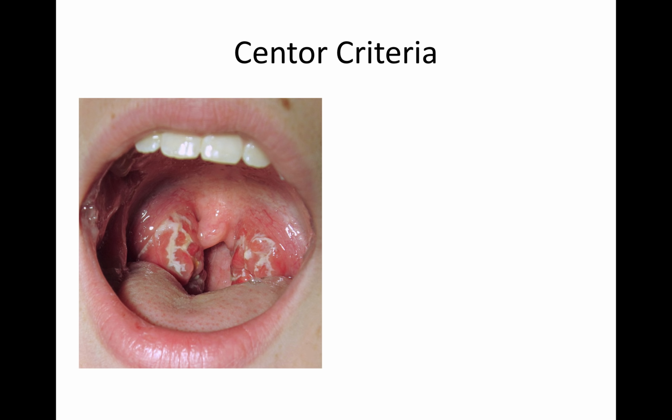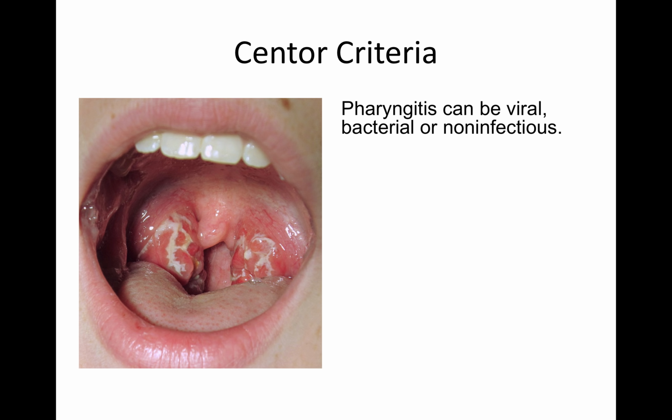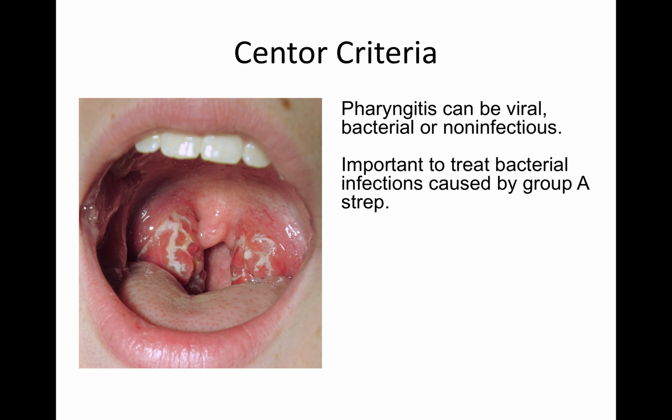We went over this a little bit already, but the Centor criteria are useful because pharyngitis can be viral, bacterial, or non-infectious. And you want to be able to identify group A strep. Why? Because if you don't treat group A strep, it can cause rheumatic fever and rheumatic heart disease. It may cause a bacterial infection that actually extends to the peritonsillar space. That can be very dangerous. So you want to identify group A strep when it's present, okay?